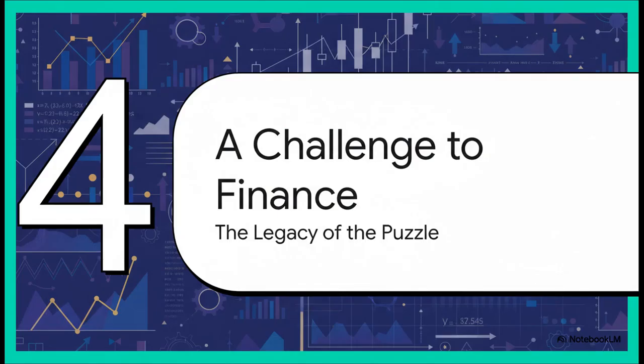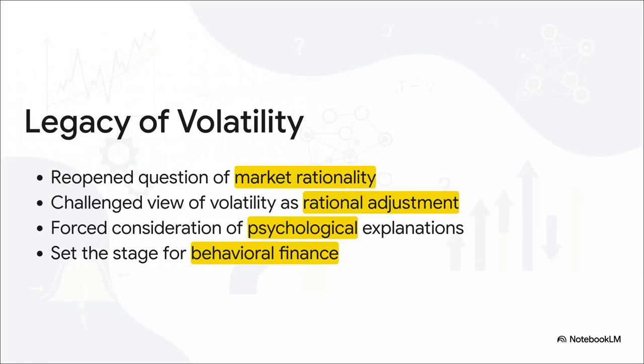So what was the real fallout from this huge intellectual battle? I mean, this wasn't just some boring academic squabble. It completely changed our understanding of what makes markets tick. Let's break down the legacy of this puzzle. I mean, the impact was huge. First, it cracked open that old question, are markets really rational? It completely challenged the easy assumption that all volatility is just the market rationally adjusting to new information. And, like we said, it forced the entire field to take psychology seriously, which directly paved the way for the rise of behavioral finance as we know it today.